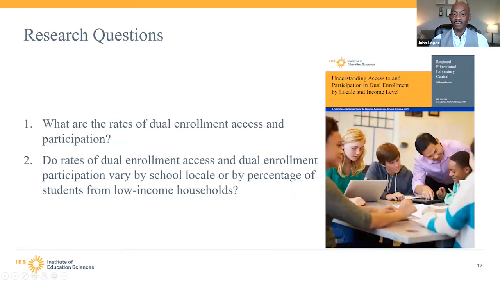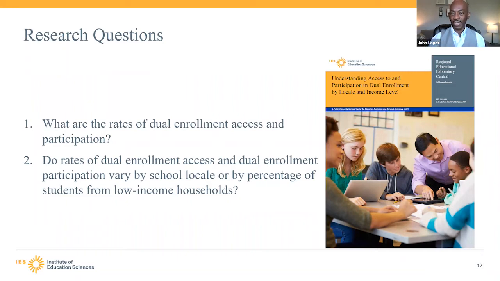So, research questions, there are two of them, and we'll show you some tables and charts that speak to each. What are the rates of dual enrollment access and participation? And do the rates of access and participation vary by school locale or by percentage of students from low income households? Again, the issue of equity is becoming increasingly important, and we thought it important to take a look at those dynamics.